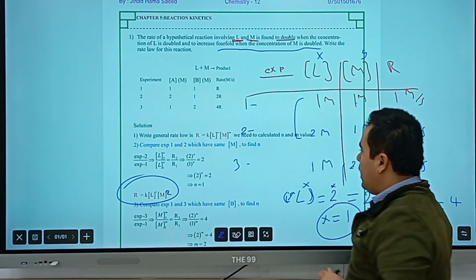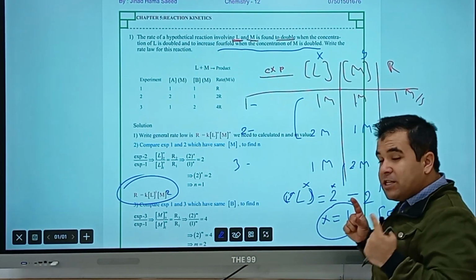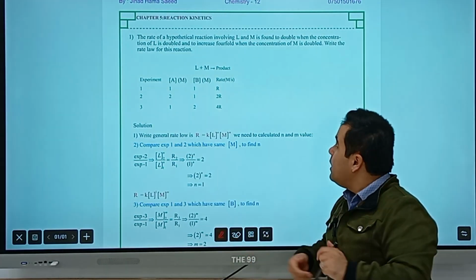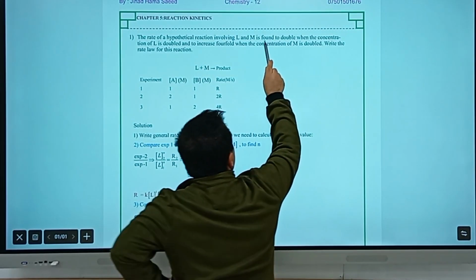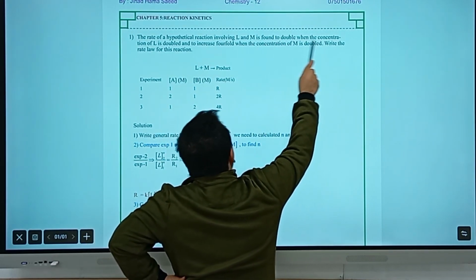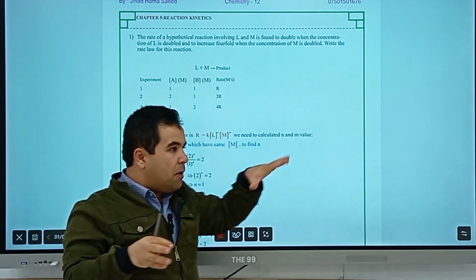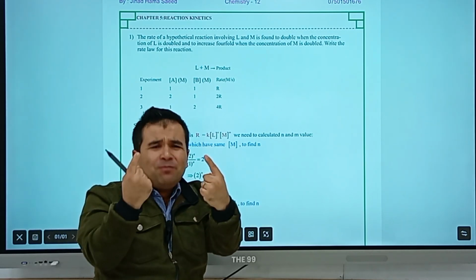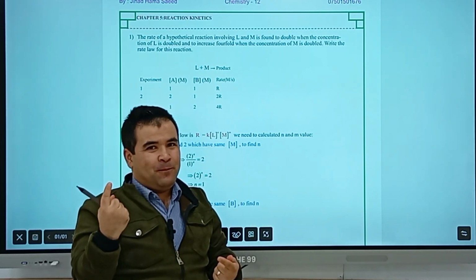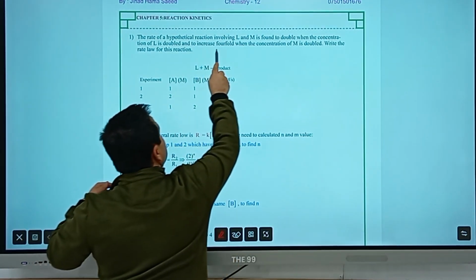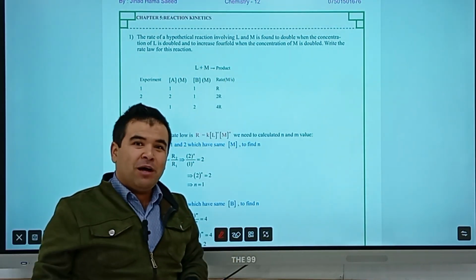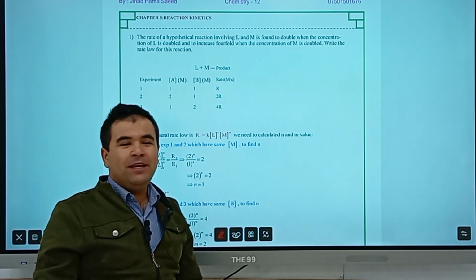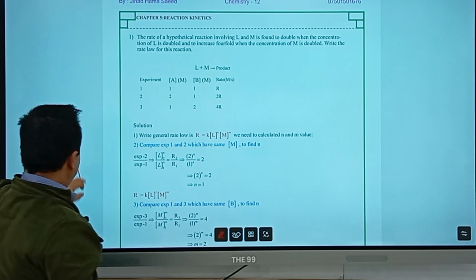Or guys, simply, without performing this, in order to save time: the rate is found to double when L is doubled, so the same effect. That means the order of L is 1. But it changes to fourfold when M is doubled, that means the rate is proportional to the square of M. This is simply how to answer the question.